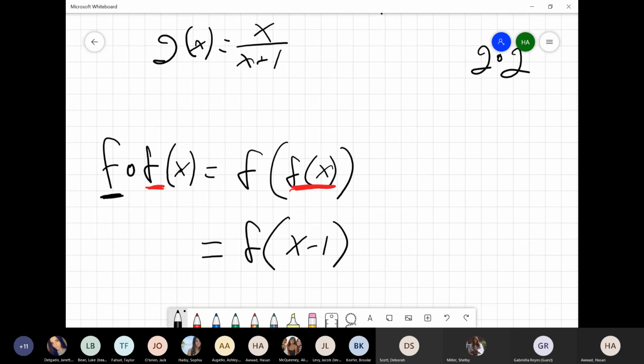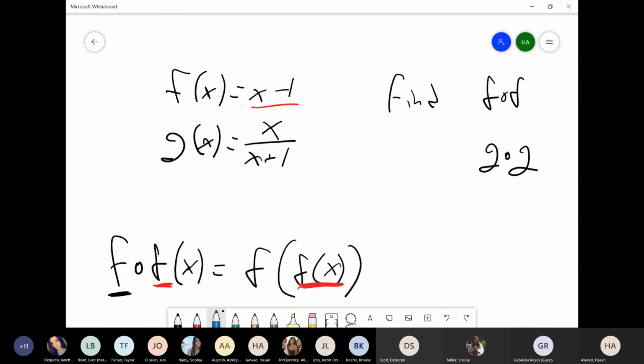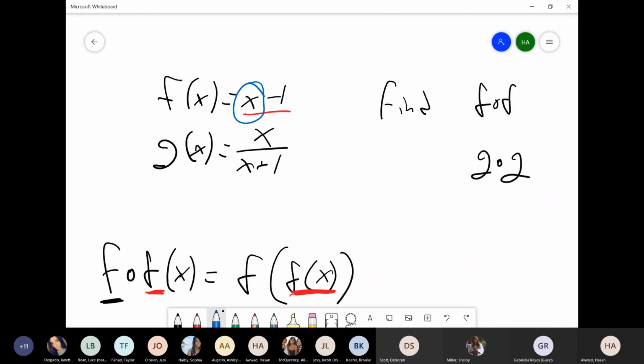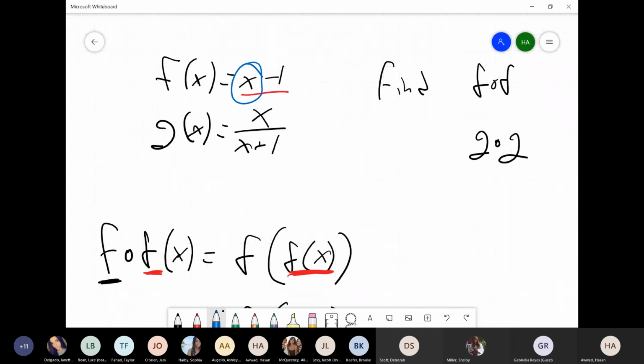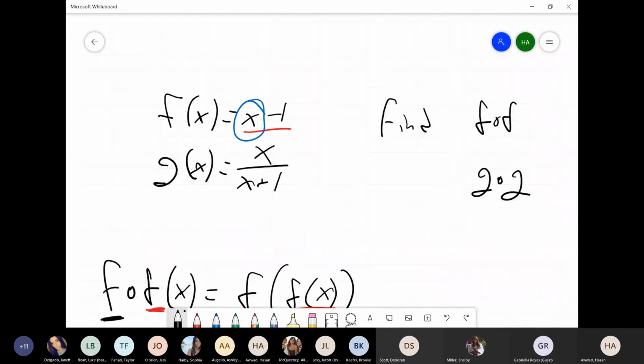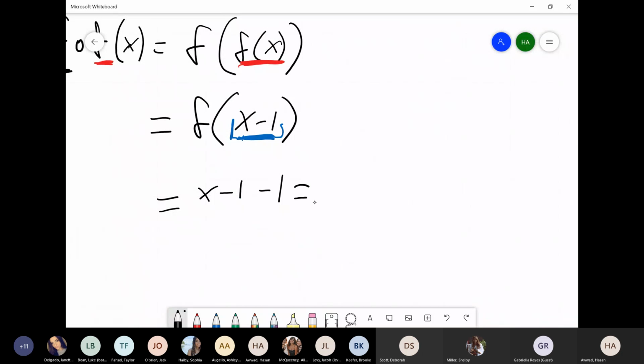And now I have this new input, which again is x minus 1, and I have to go back to my function f, which is the same thing, x minus 1, but I'm plugging in this entire piece, x minus 1, wherever there is an x. So that means I'm plugging in x minus 1 into that x. So we know that this is going to give us x minus 1 minus 1, right? We still have this other minus 1 that dropped down from plugging into our function the second time. So we have x minus 1 minus 1, which just simplifies to be x minus 2.